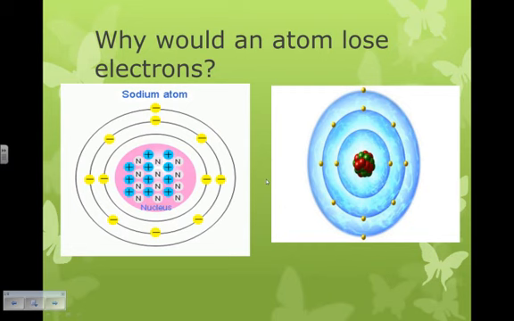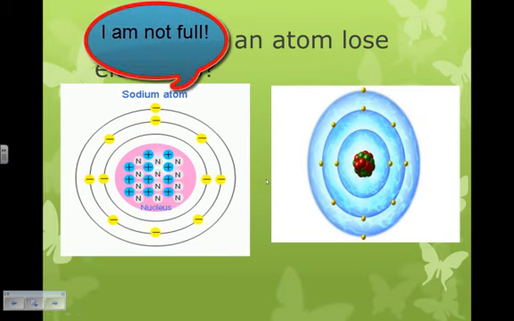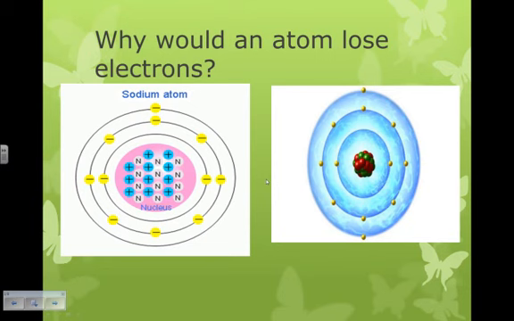Well, their desire is to have an outer shell that is full. And remember, we learned that 8 makes them very happy, except for hydrogen and helium, and 2 is enough to fill their first shell up. So other than that, usually atoms would like 8.